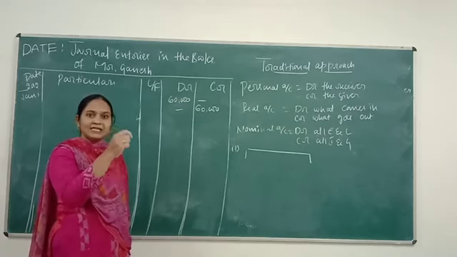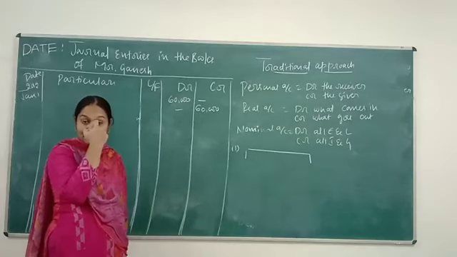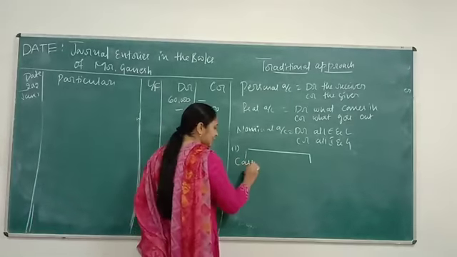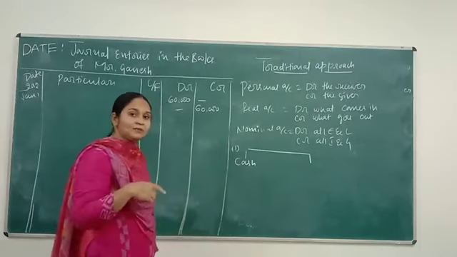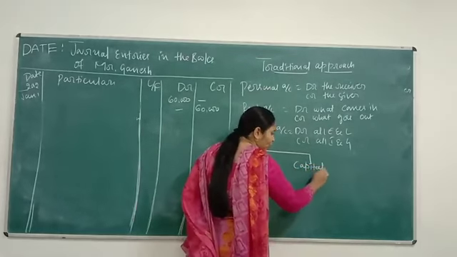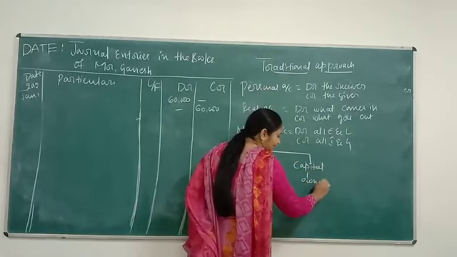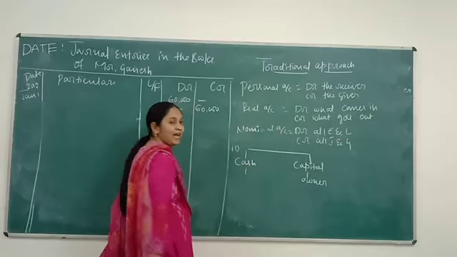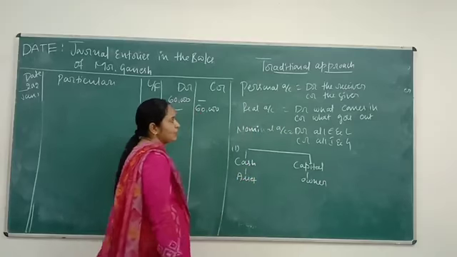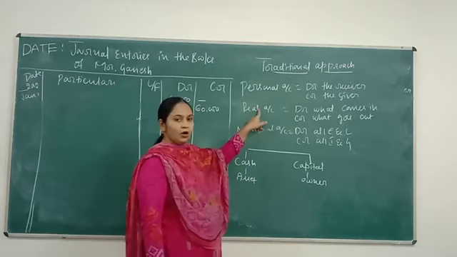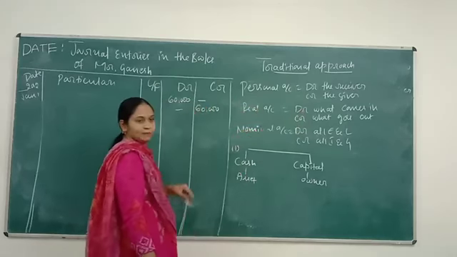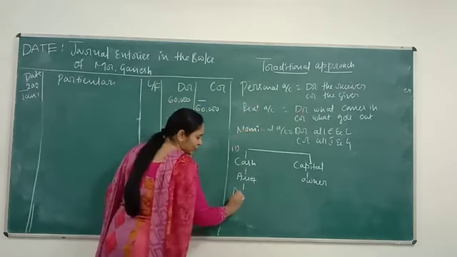Now Mr. Ganesh has started business with cash rupees 60,000. What is the take aspect? What the business is taking: cash. What is the give aspect? What the owner is giving: capital to the business. Cash is an asset. When it is an asset, which account rule will you follow? Real account rule. What does it tell? Debit what comes in.